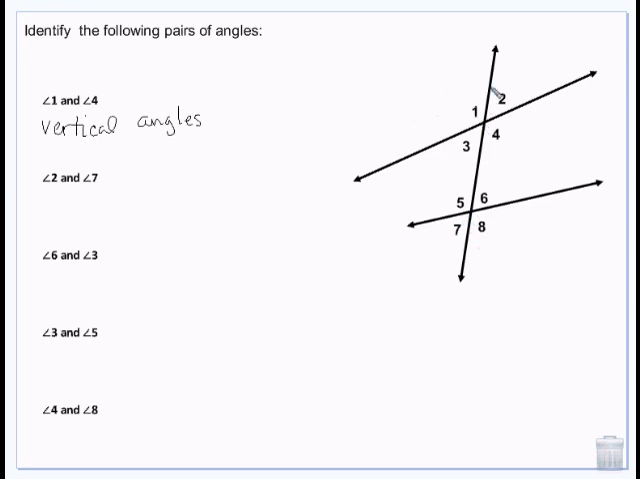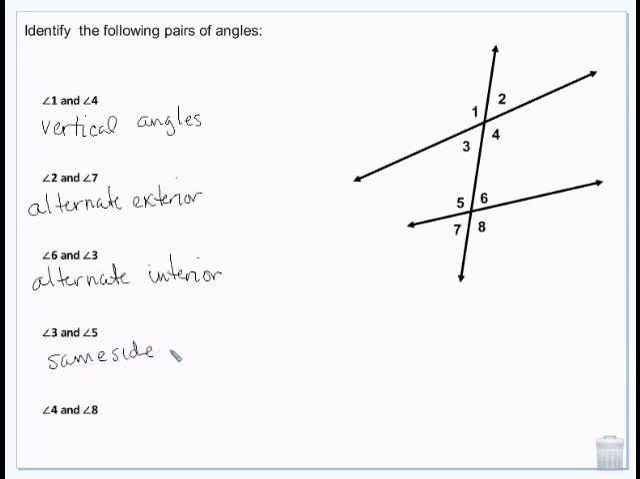2 and 7. We're outside and we're on opposite sides, so we're alternate exterior. Why don't you just do 2 and 3? Because I'm just identifying angle pairs right now, like what type of pair they are. 2 and 3 would also be vertical though. Okay, alternate interior. 6 and 3, alternate interior. 3 and 5 would be same side. See how they're on the same side? Yeah, so they're same side interior.